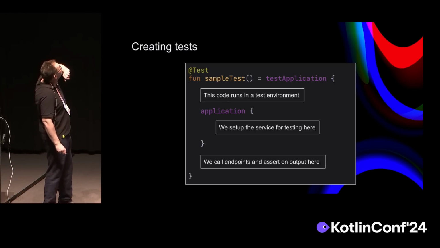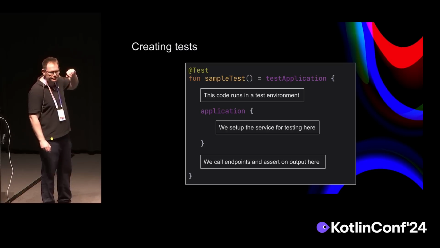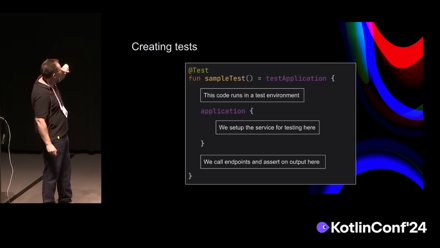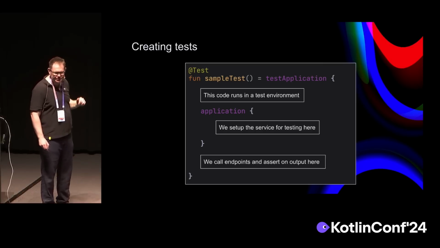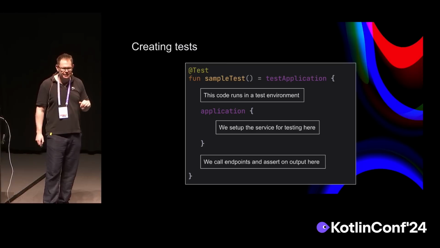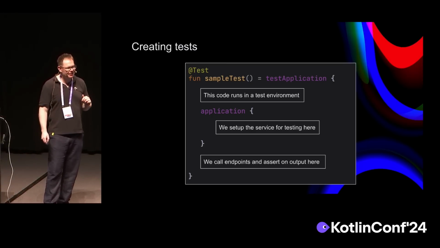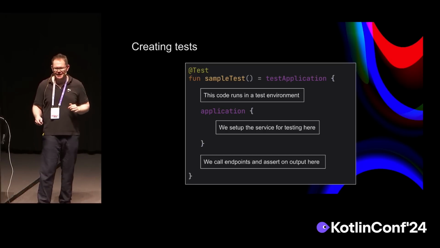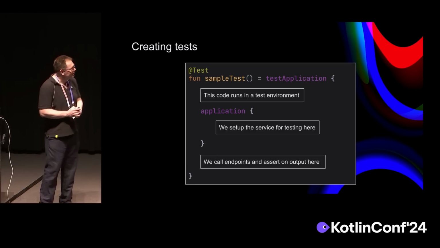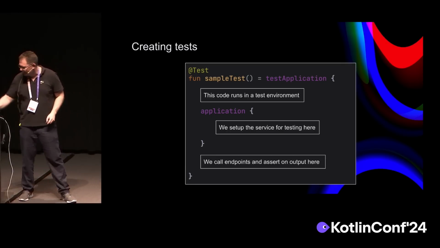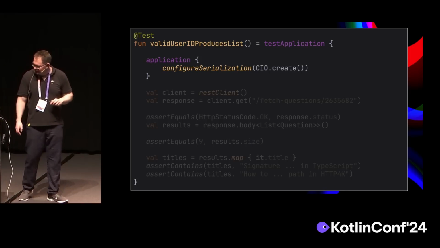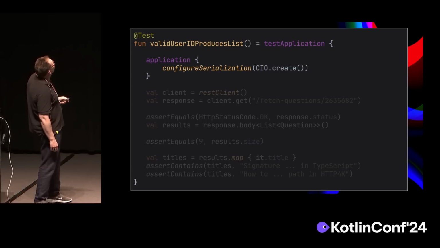So all the code inside the braces there is going to run inside a test environment. And then we can say application brace brace. Inside there, that's where you set up your service. So you install all the plugins that you would in a production environment, or more likely a slight variation on the plugins that you would install in production for the purposes of testing. Talk about that in a minute. And then in the remaining code, we can just go out and invoke our endpoints and assert on the content that comes back.